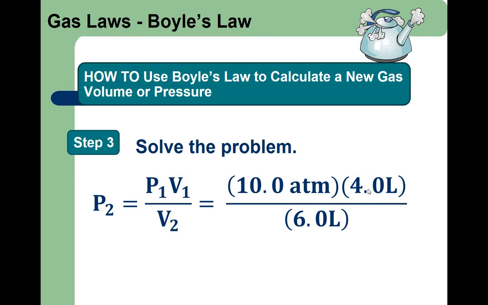So 10 times 4 is 40 divided by 6. Liters cancel and we get 40 divided by 6 is about 6.7, something like that. I didn't put the answer, I'm sorry. Because 42 would be 7, so it's just under 7, right? 6 times 7 is 42, right? You guys are so helpful.